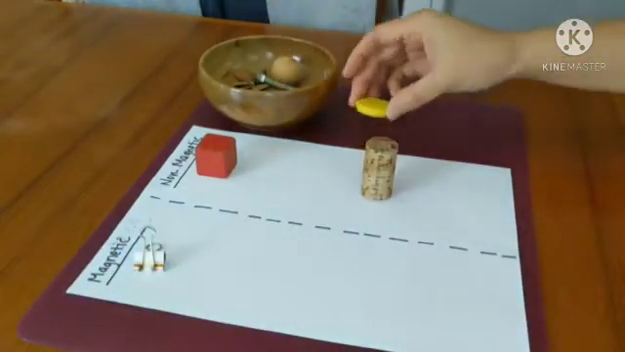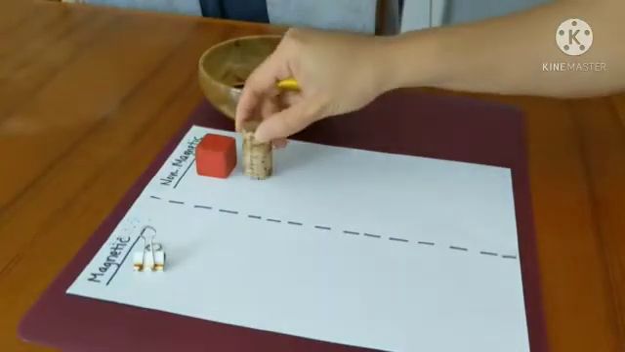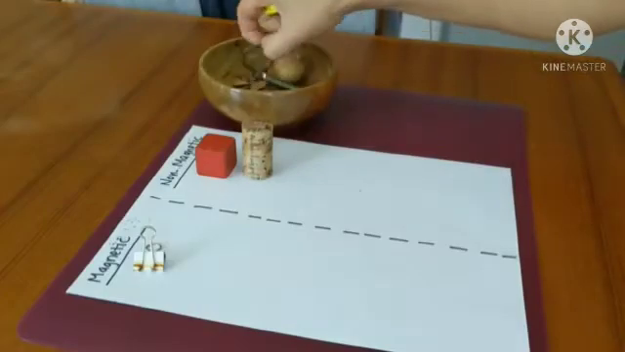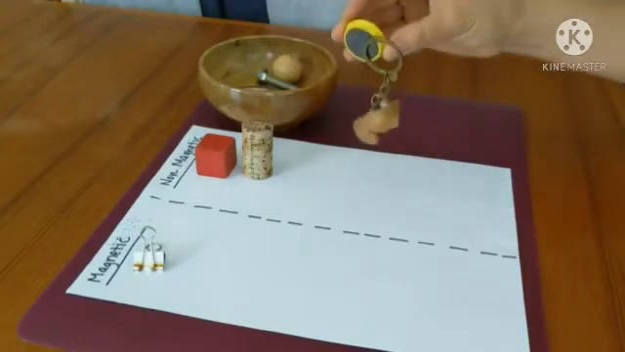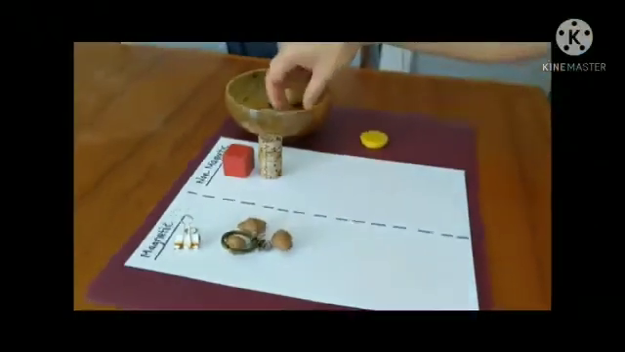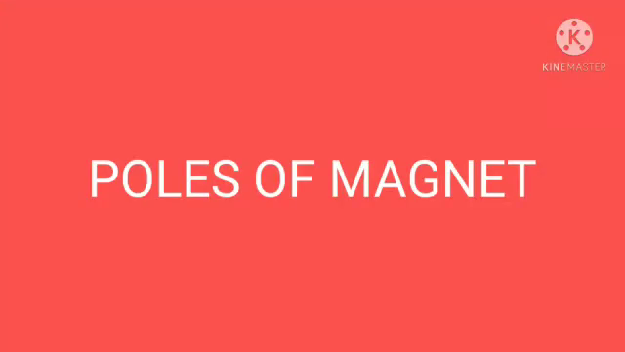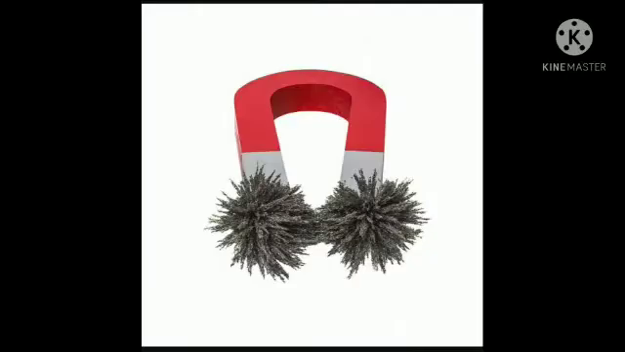So students, the materials which get attracted towards a magnet are magnetic materials. For example, iron, nickel or cobalt. And the materials which are not attracted towards a magnet are non-magnetic materials. When we keep iron filings near the magnet, they stick at the two ends more than the sides. These two ends are called poles, which show higher magnetic property than the sides.